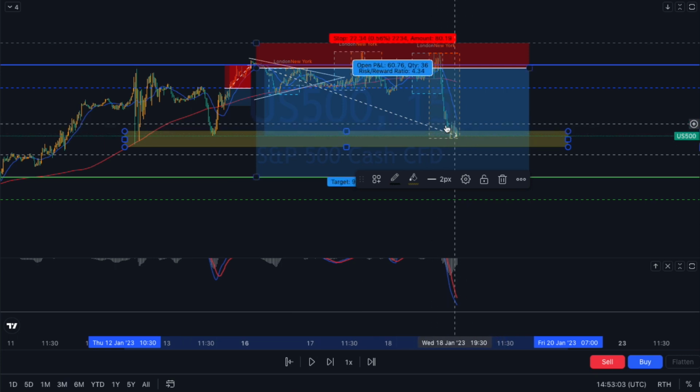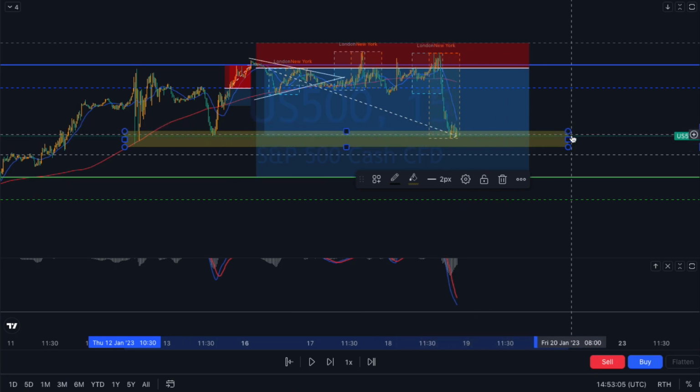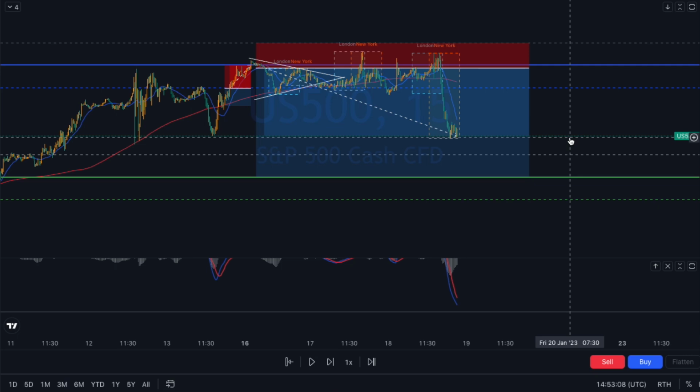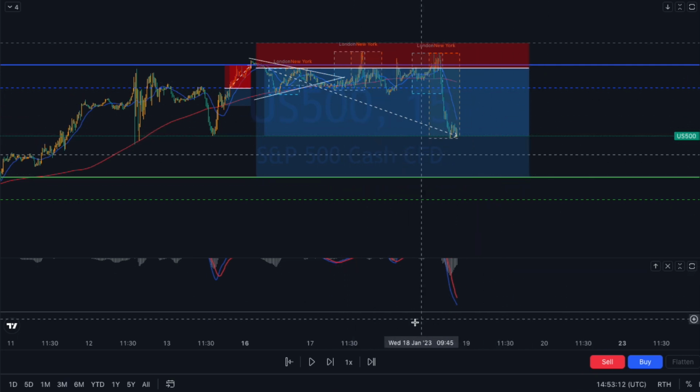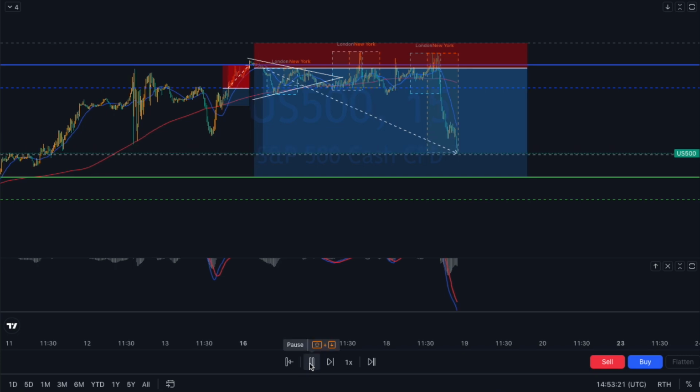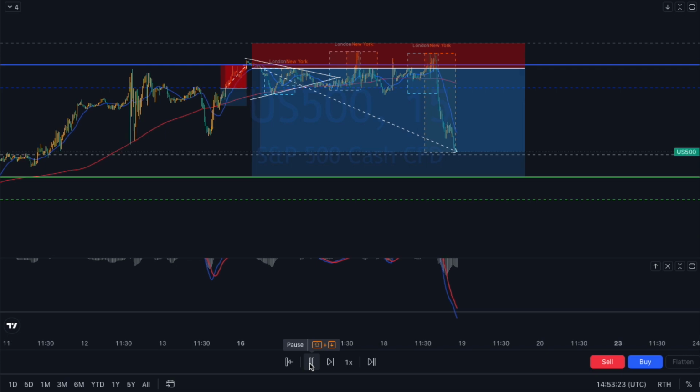So let's see what's going on here. Let's see how this whole thing develops. I think in this one backtest alone that we're doing, there is quite a lot of information that we can use for future trades. So let's just see how this goes. Okay, so it's now broken through.